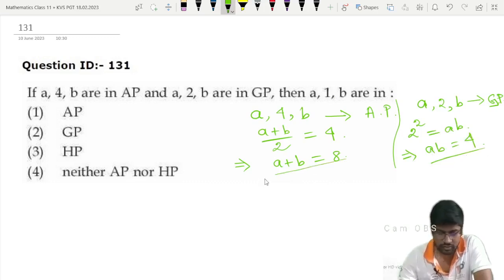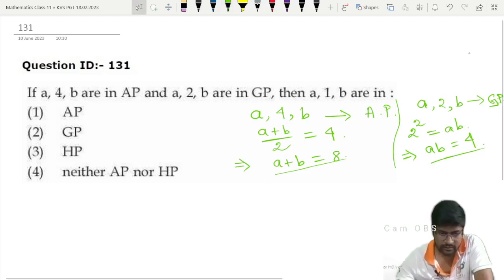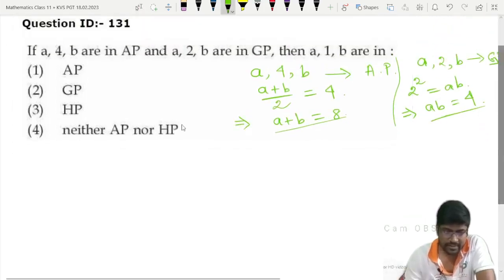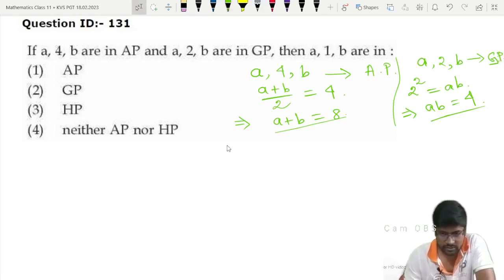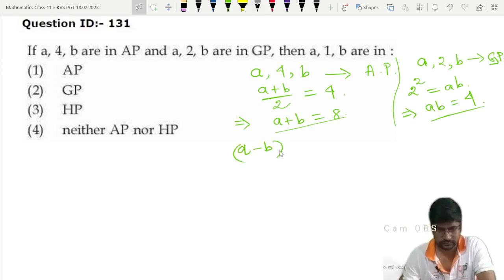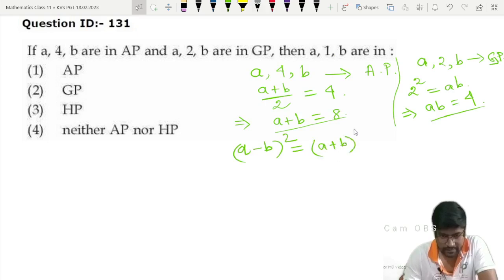So from there can we find what A and B are? If we can find A and B, then the task will be easy to decide whether A, 1, B are in AP or GP or HP, whatever it is. So one formula we know, that A minus B whole square is equal to A plus B whole square minus 4AB.